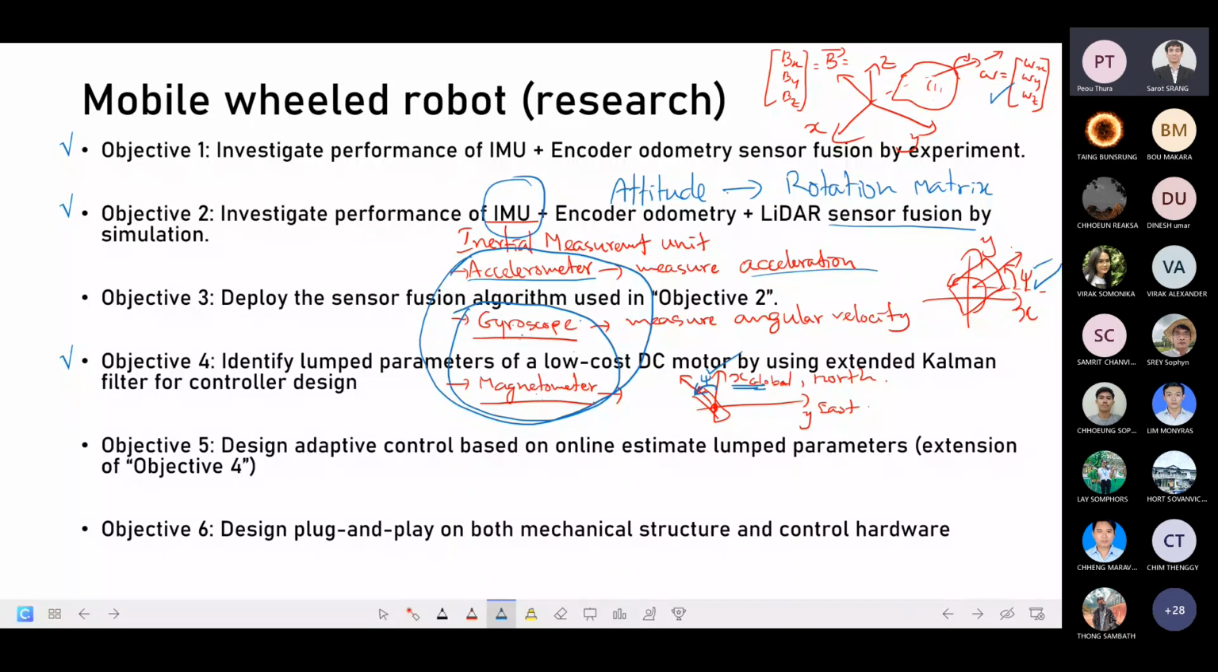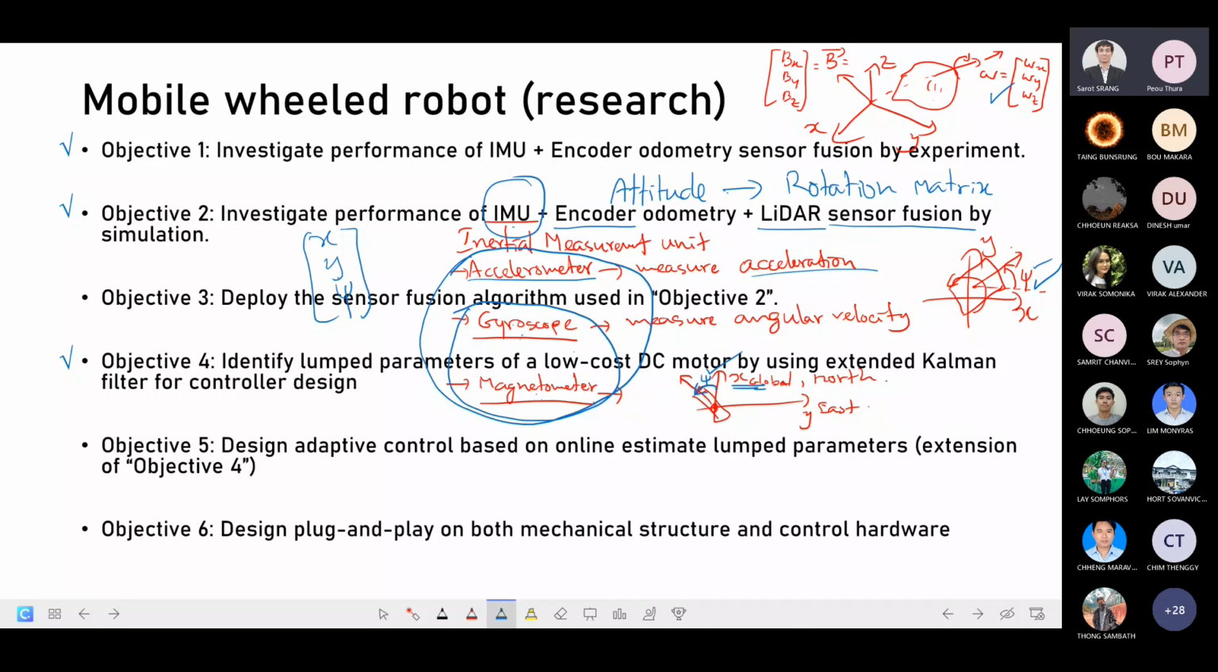So here, objective 2 is to use multiple sensors, not only the IMU but also encoder and LiDAR, fused in order to localize the robot, to know where the robot is. The algorithm will calculate the position x, y, and the angle of the robot. So it's called localization actually.